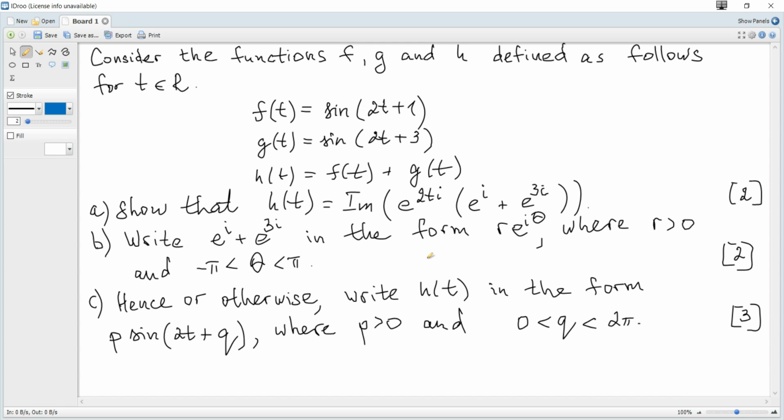Consider the functions f, g, and h defined as follows for t real. Question A: show that h of t is the imaginary part of such a complex number. So how is this sine related to a complex number?